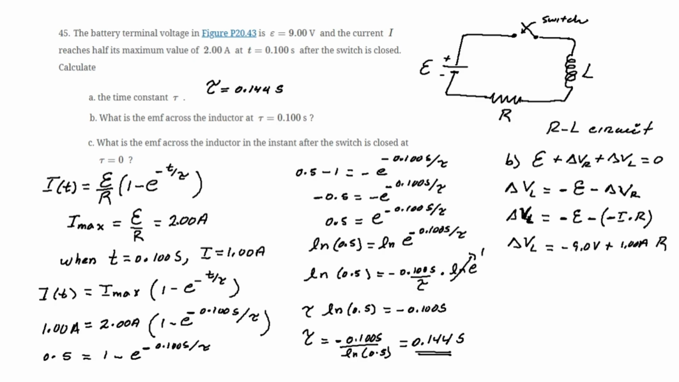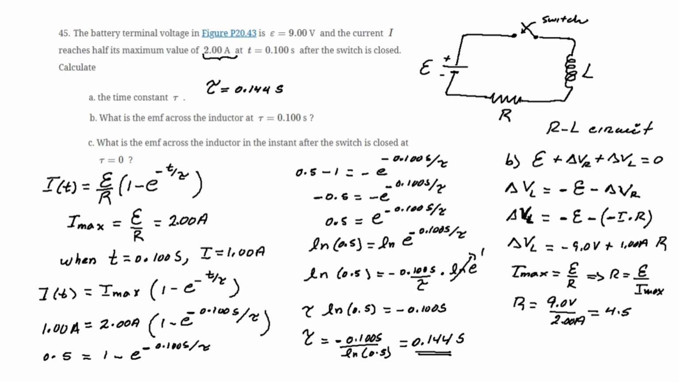As R is unknown, we know that the maximum current is the electromotive force over the resistance. So the resistance of the resistor is the electromotive force of the battery divided by the maximum current. That maximum current was 2 amperes. So the resistance is 9 volts divided by 2 amperes, which is equal to 4.5 ohms.